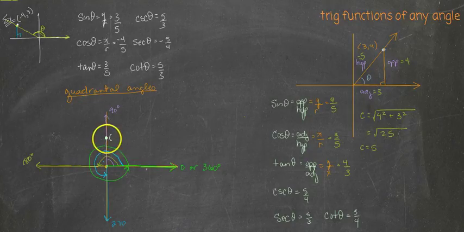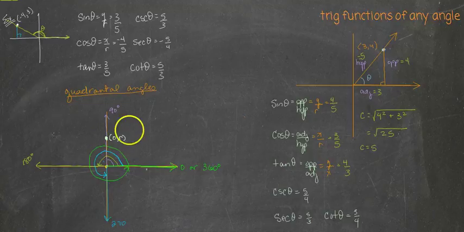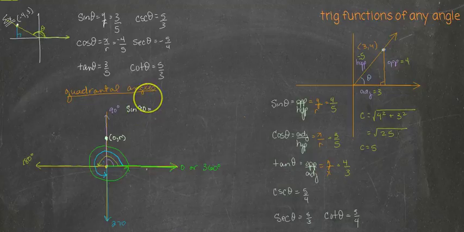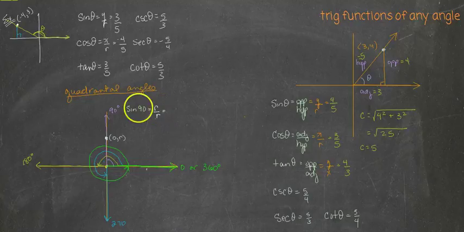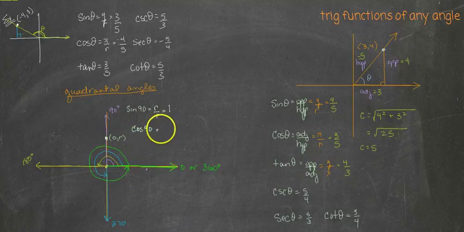Well, the coordinate for that point would be x equals 0, y equals whatever r is. And so the trig functions would be sine of 90 degrees, y over r, but y is r, so r over r, the sine of 90 is 1. Cosine of 90 is x over r, so that's 0 over r equals 0. Tangent of 90, y over x, so r over 0, undefined.